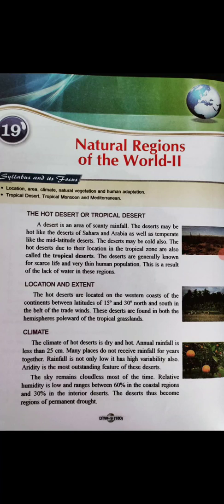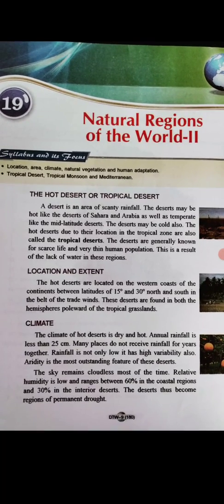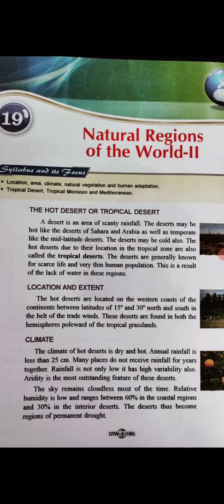Next is location and extent. As I told you, these lie in the tropical region, located on the western margins. Hot deserts are always located towards the western margin of the continent. There's a particular reason for it, and we have discussed it in the chapter on winds. Because dry winds are carried towards the west side, most of the deserts are located on the western margin of the continent.